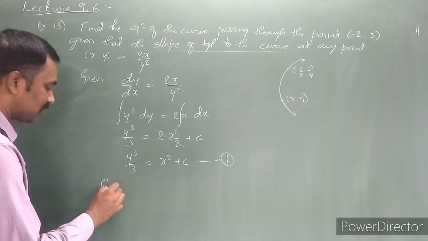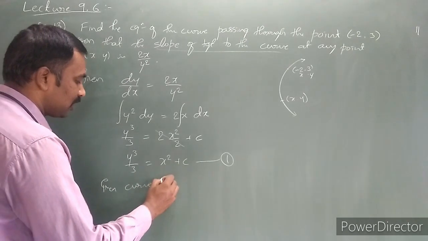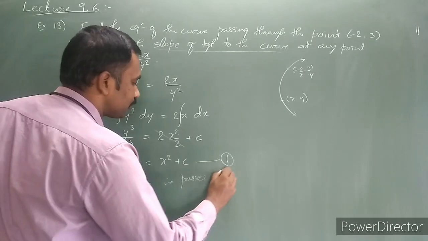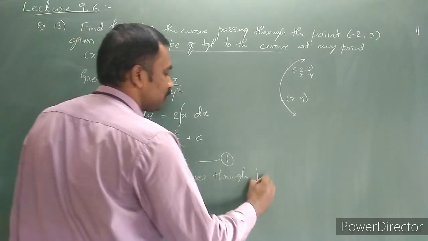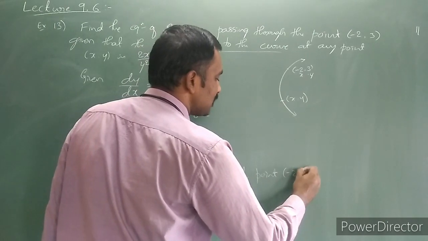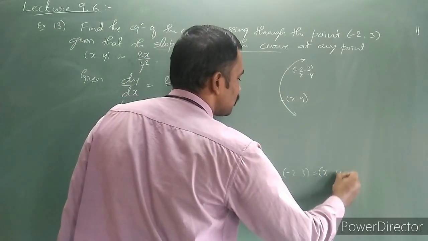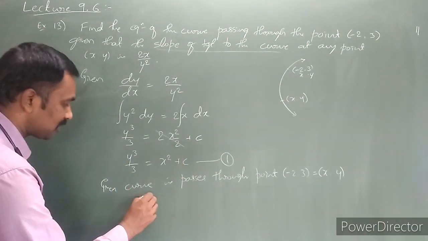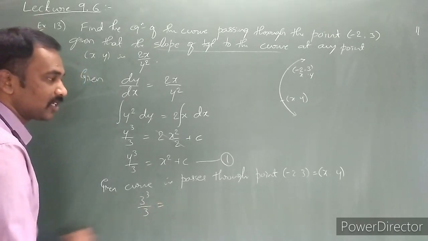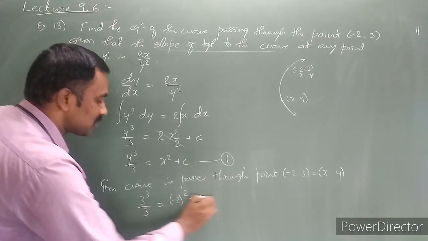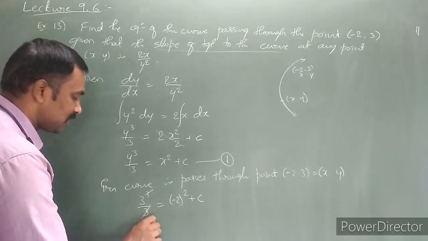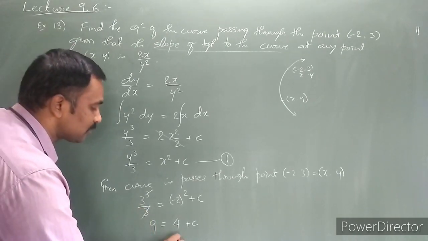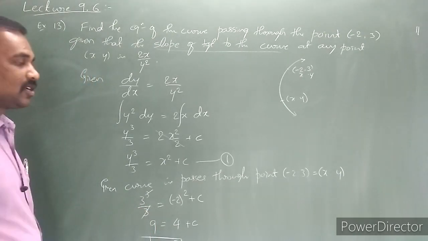Now they have given the condition that the curve passes through the point minus 2, 3. The x value is minus 2, the y value is plus 3. Replace it here. Y cube is nothing but 3 cube. 3 cube divided by 3 is equal to x square, minus 2 square, plus c. One 3 gets cancelled, 3 square is left. 9 is equal to 4 plus c. Therefore c is equal to 9 minus 4, which is 5. C is equal to 5.